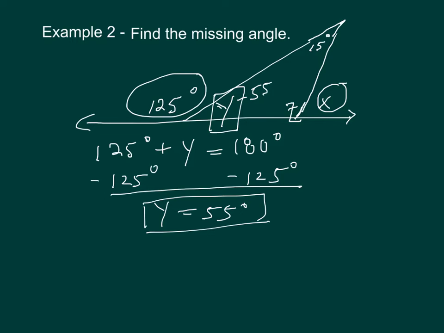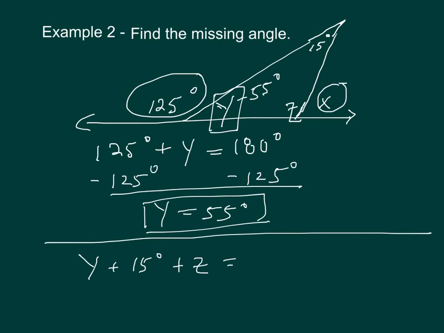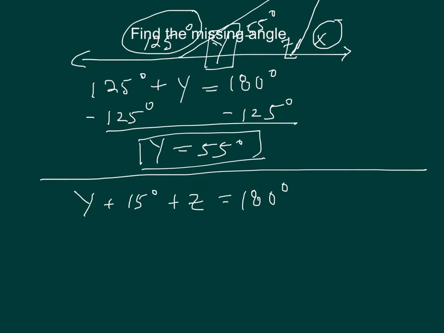So that's 55 degrees, and we can find z because we know the angles of a triangle must add up to, that's correct, 180 degrees. So let me slide that over, and let's focus on the inside of the triangle, where we know that y plus 15 plus z has to equal 180 degrees. So let me move this up. We know what y is. We just found it. It's 55 degrees. So 55 plus 15 degrees plus z equals 180 degrees.